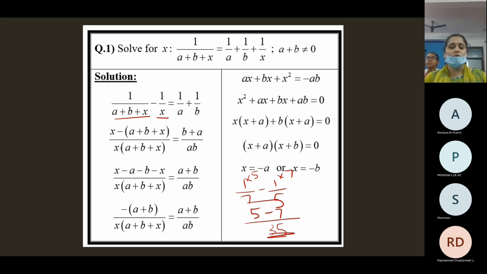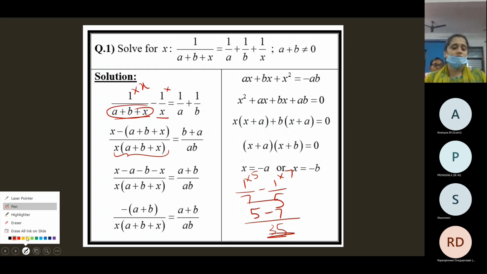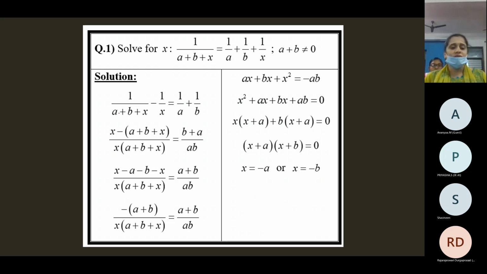Similarly, here this into this is the common denominator. To the numerator here multiply X, and to the numerator here multiply this one, A plus B plus X. Because here the denominator is this one, so multiply by X. And here there is X, so multiply by A plus B plus X.